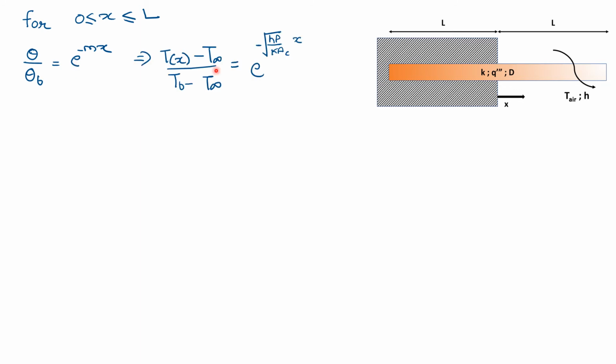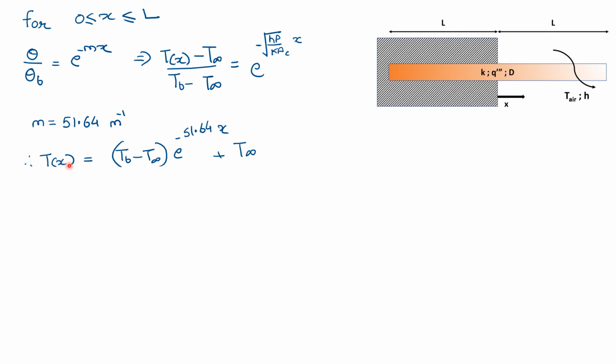So we can write theta as T of x, temperature at any location x, minus T infinity, divided by theta b, which is Tb minus T infinity, equals e to the power minus m, and I've written down the formula of m here, times x. We've already calculated what m is, so we had got m as 51.64 meter inverse. Let's substitute that and see what we get.